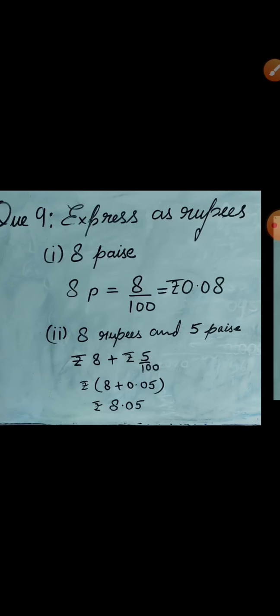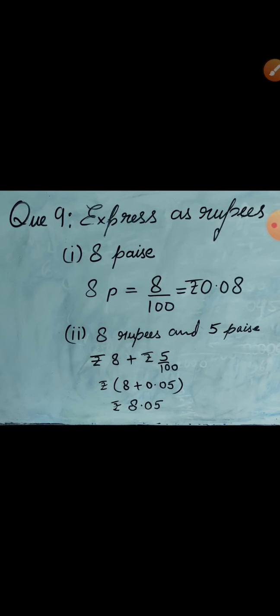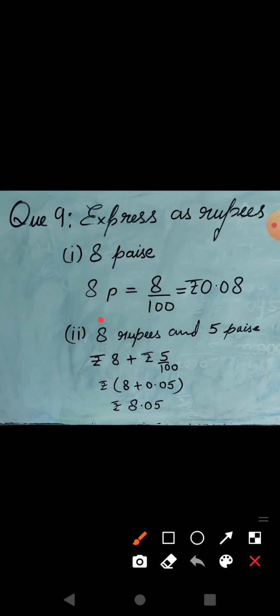Now come to question number 9, express as rupees. So we are converting paise into rupees. There are 8 paise. So we are writing in short form, P only. P means paise. And we know that in 1 rupee there are 100 paise. So we are converting smaller to bigger, paise to rupees, so we will divide by 100. After dividing, the decimal will come here, and we'll write the unit rupees now.